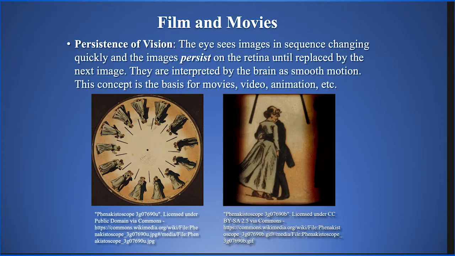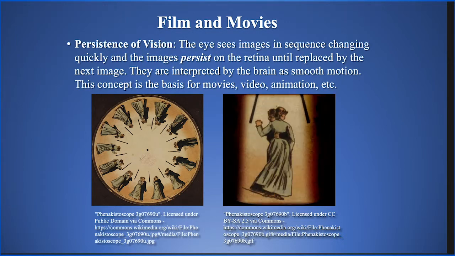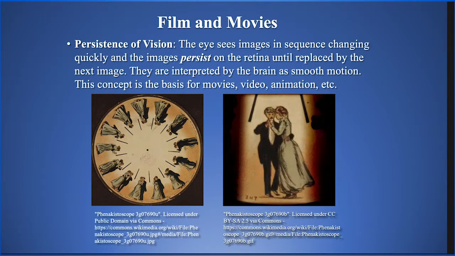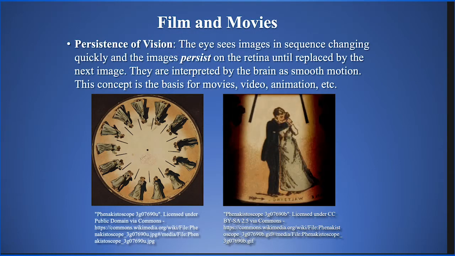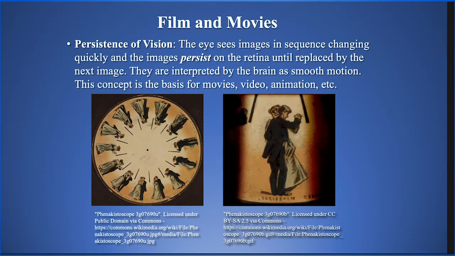Now you've got to remember, this is a different term. This is not related to the principles of animation. This is the persistence of vision. The eye sees images in sequence, changing quickly, and the images persist on the retina until they are replaced by the next image. They are interpreted by the brain as smooth motion. This concept is the basis for movies, video, animation, etc.